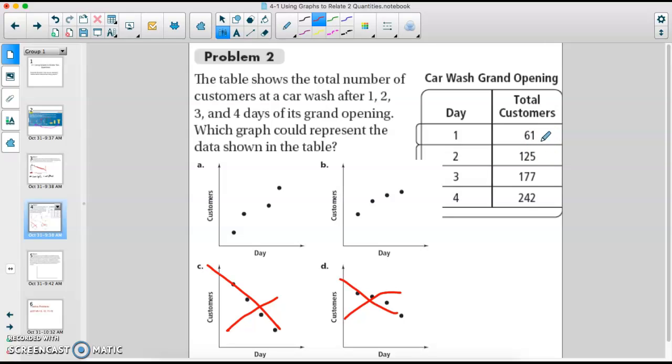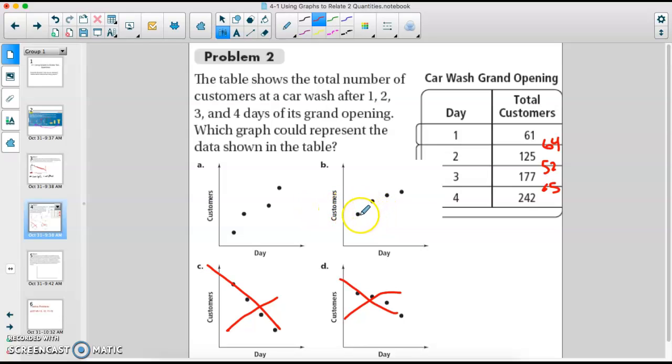Okay. Now if we look at the difference between the two, grab your calculator real quick. The difference between day 1 and day 2, so 125 minus 61, there were 64 people added. Okay, and then 177 minus 125 is 52 people. Okay, so not quite as many people showed up between day 2 and day 3. And then 242 minus 177 would get us 65. Okay, and so we ask ourselves, between the two, which one would it be?